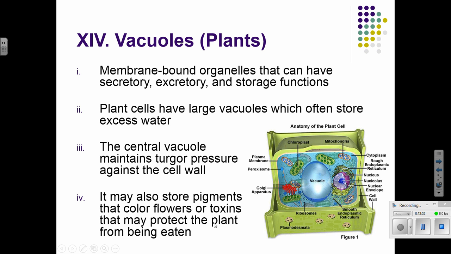Other vacuoles in plants can also store pigments or toxins. So this is also what can give some flowers their color. And it's also what may make a plant taste bad when an animal tries to eat it.